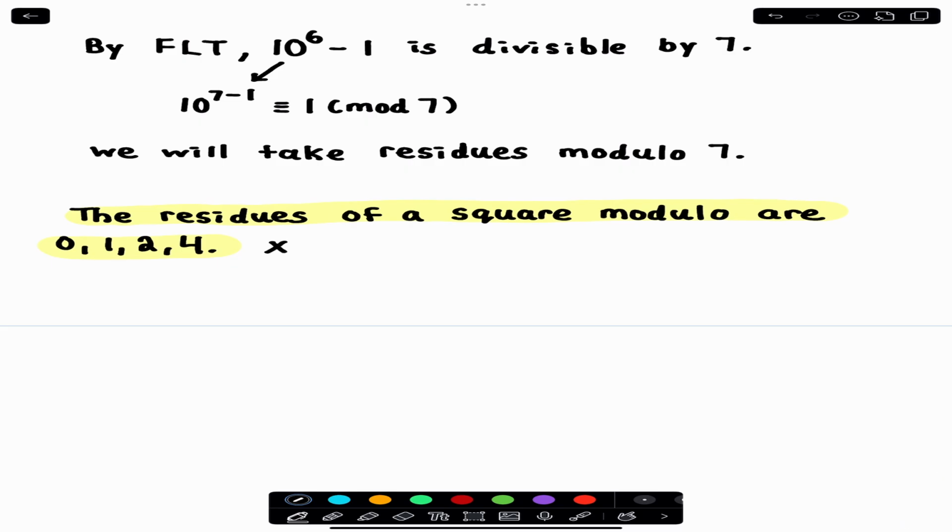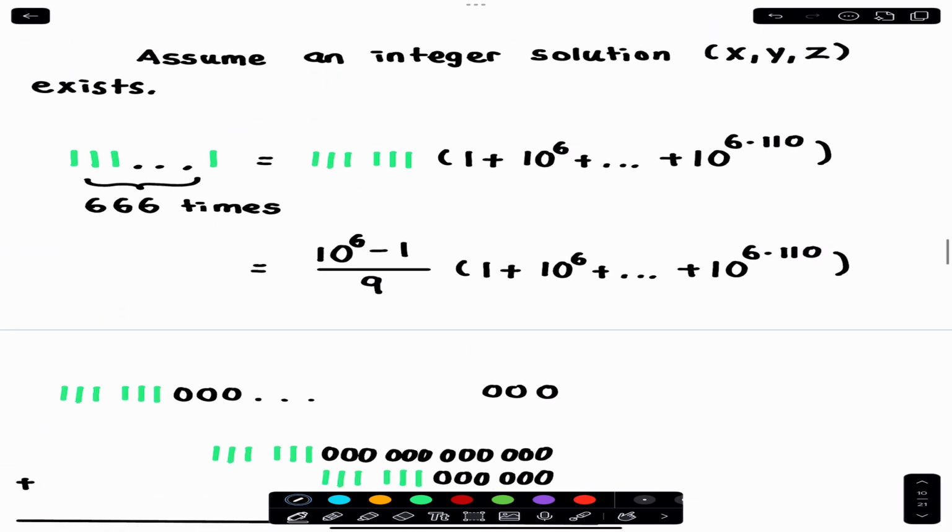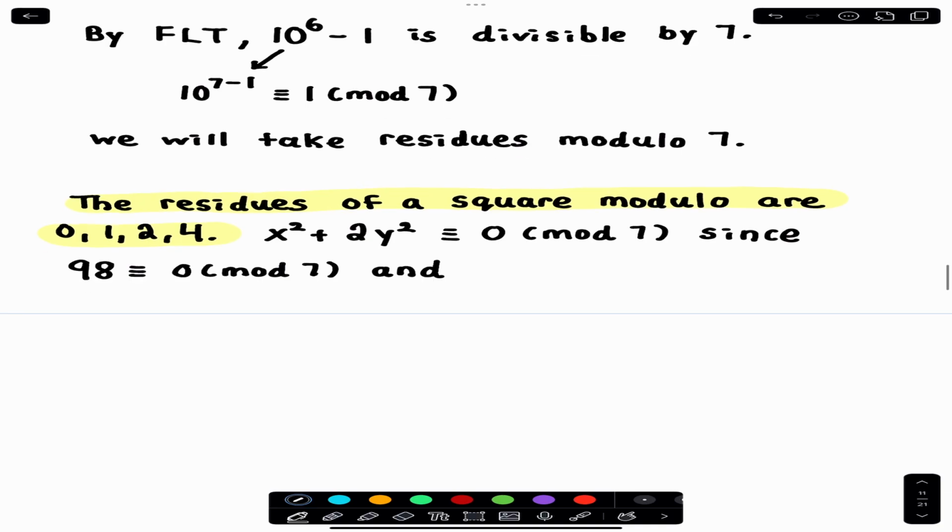So let's write that out. x squared plus 2y squared must be congruent to 0 mod 7. Since 98 is congruent to 0 mod 7, and the entire repunit on the right side, which I'm going to just write as right side, is congruent to 0 mod 7.